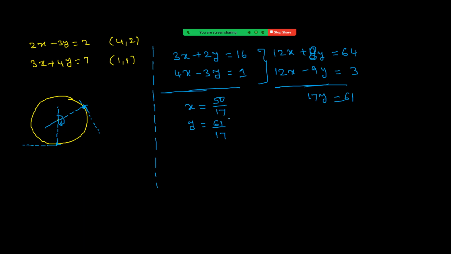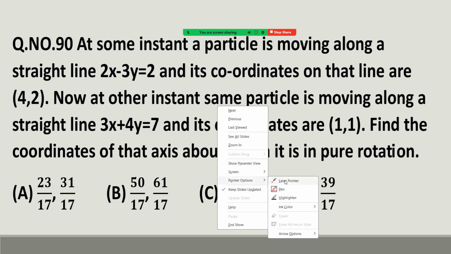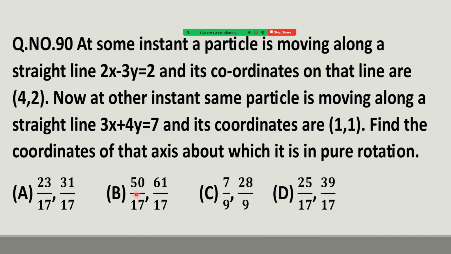So like this, we can get the location of the instantaneous axis of rotation. I hope you got the clarity. So the answer is option B, right? 50 by 17, 61 by 17.